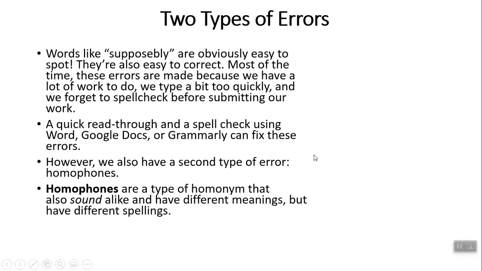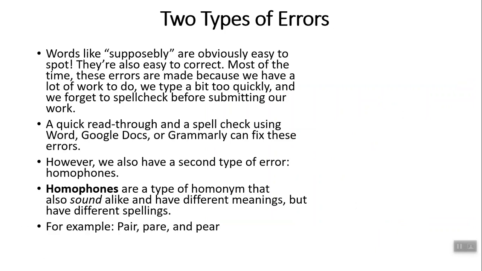Homophones are a type of homonym that sound alike, but they have different meanings and different spellings. Some homonyms are homographs, which means that they're written the same way, but they sound different, right? Like read and read, R-E-A-D, R-E-A-D, spelled the same way, we just pronounce it differently if it's present or past tense. Read and red, R-E-D, R-E-A-D, are homophones.